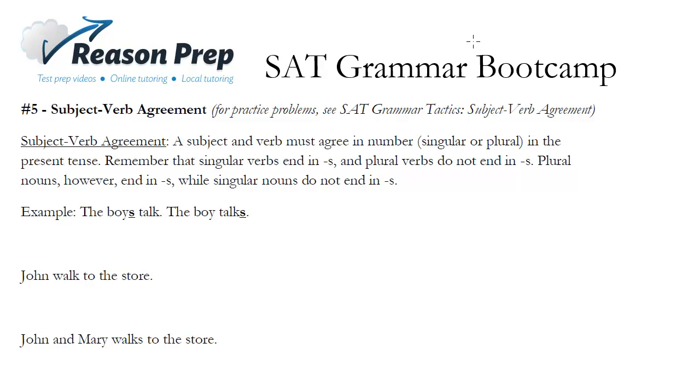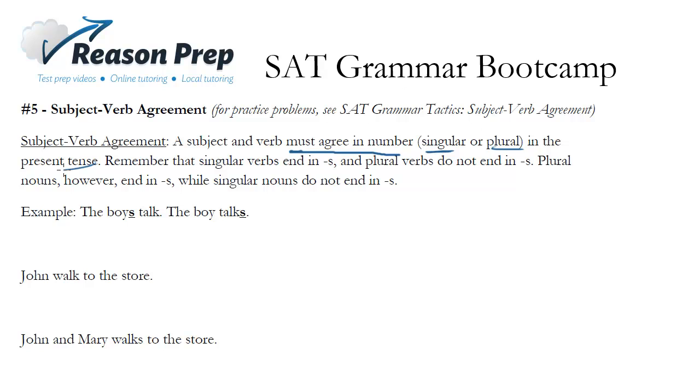Subject-verb agreement is the most common error you're going to see on the SAT, so obviously it pays to learn it and know it really well because that's a lot of points. So what is subject-verb agreement? When we say a subject and its verb have to agree, we mean that they must agree in number. In other words, if the subject is singular, the verb must be singular. If the subject is plural, the verb must be plural.